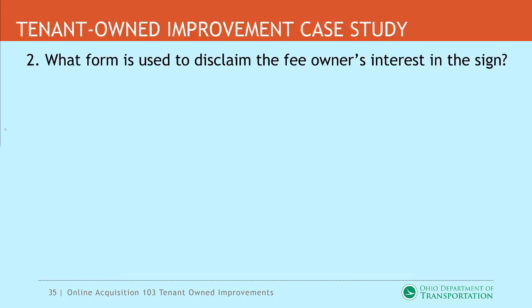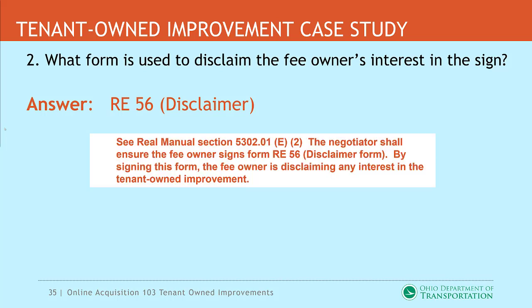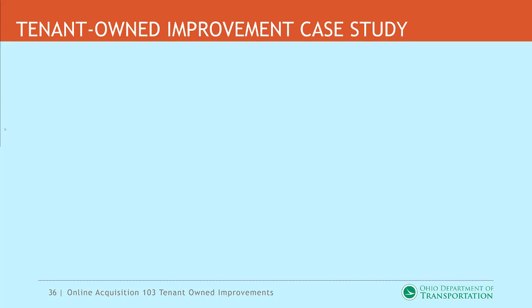What form is used to disclaim the fee owner's interest in that particular sign? If you remember, as we were going through the beginning parts of this course, we said it would be the RE56 disclaimer form. It references the manual section 5302.01. The negotiator shall ensure the fee owner signs the RE56 disclaimer form. By signing this form, the fee owner is disclaiming any interest in the tenant-owned improvement.